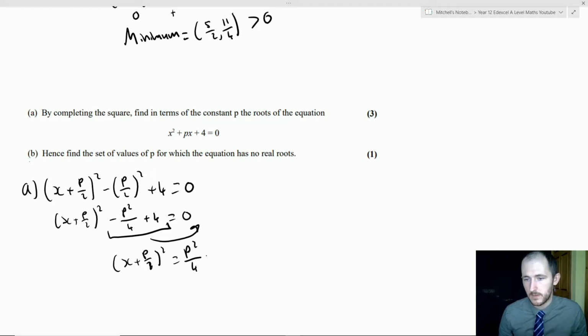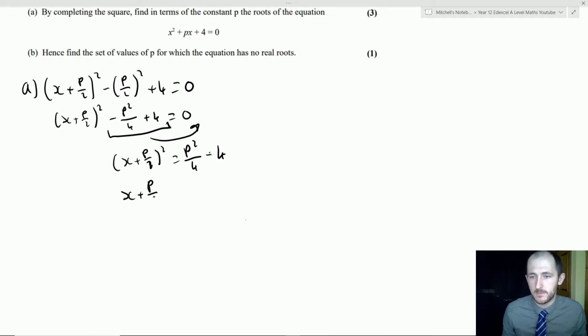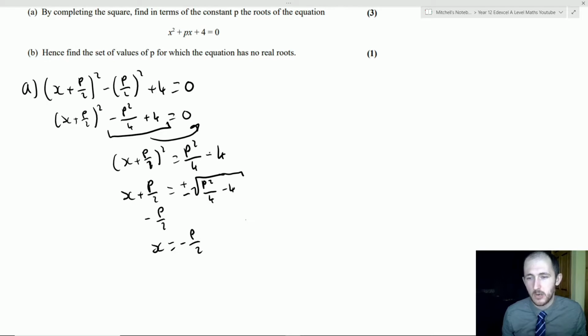Over 4 minus 4. Okay, now we're going to square root both sides, and this is where, again, it's going to look ugly, but this is what they've told us to do. x plus p over 2 equals plus minus, remember, the square root of p squared over 4 minus 4. And what was the last step I did? I just subtracted this from both sides in the previous bit. And I normally put that first because it looks better. Okay? Just because we're doing maths doesn't mean everything has to be ugly.